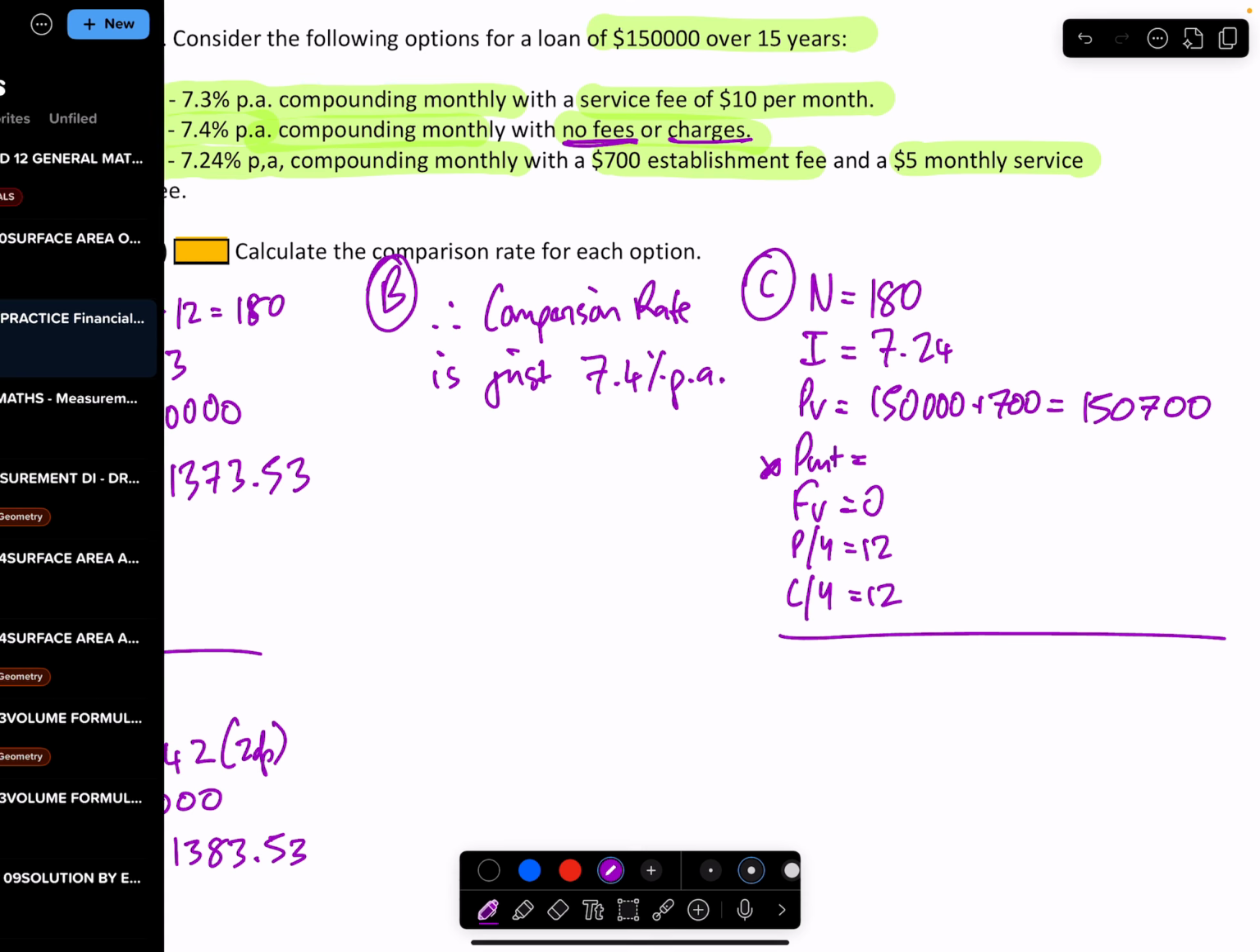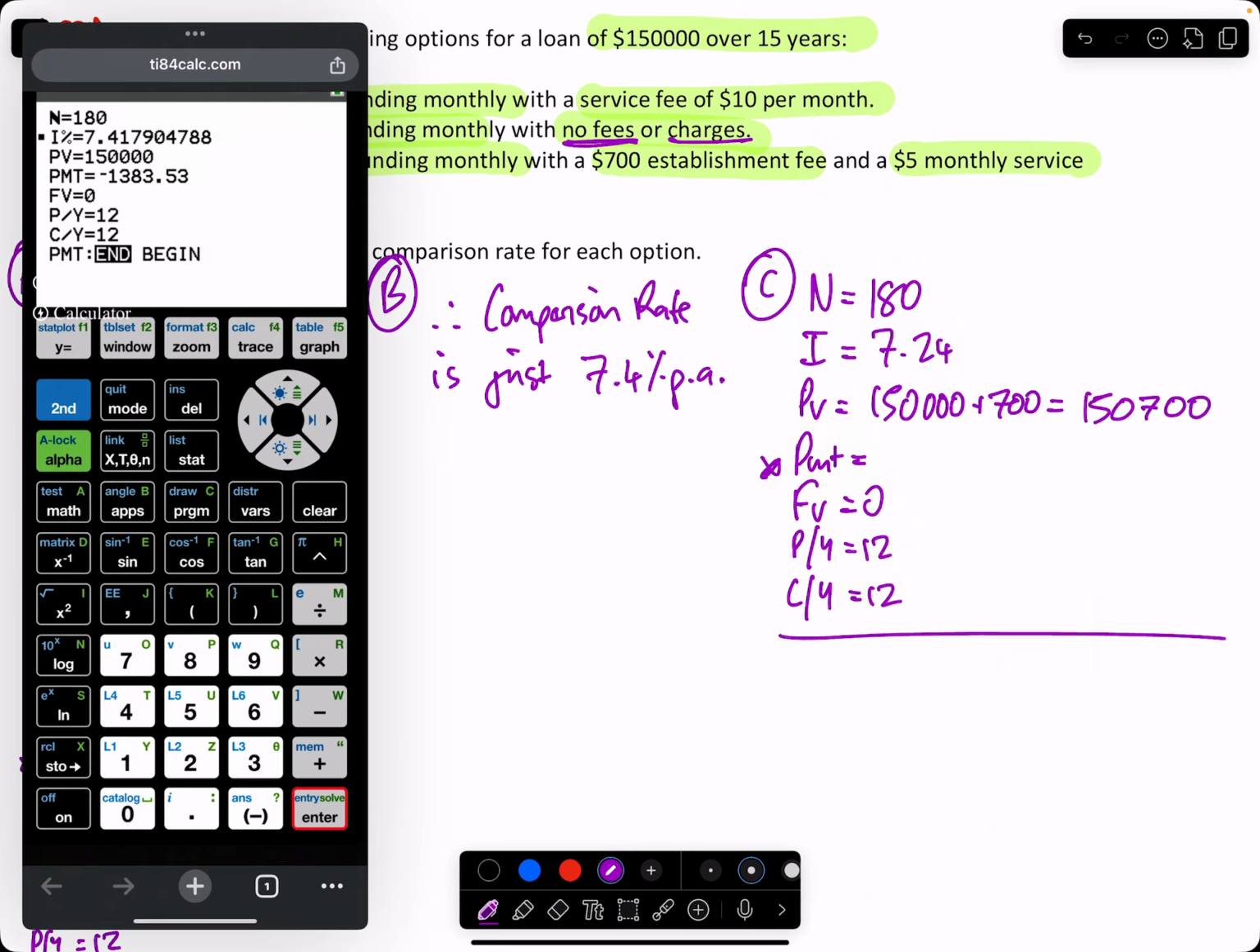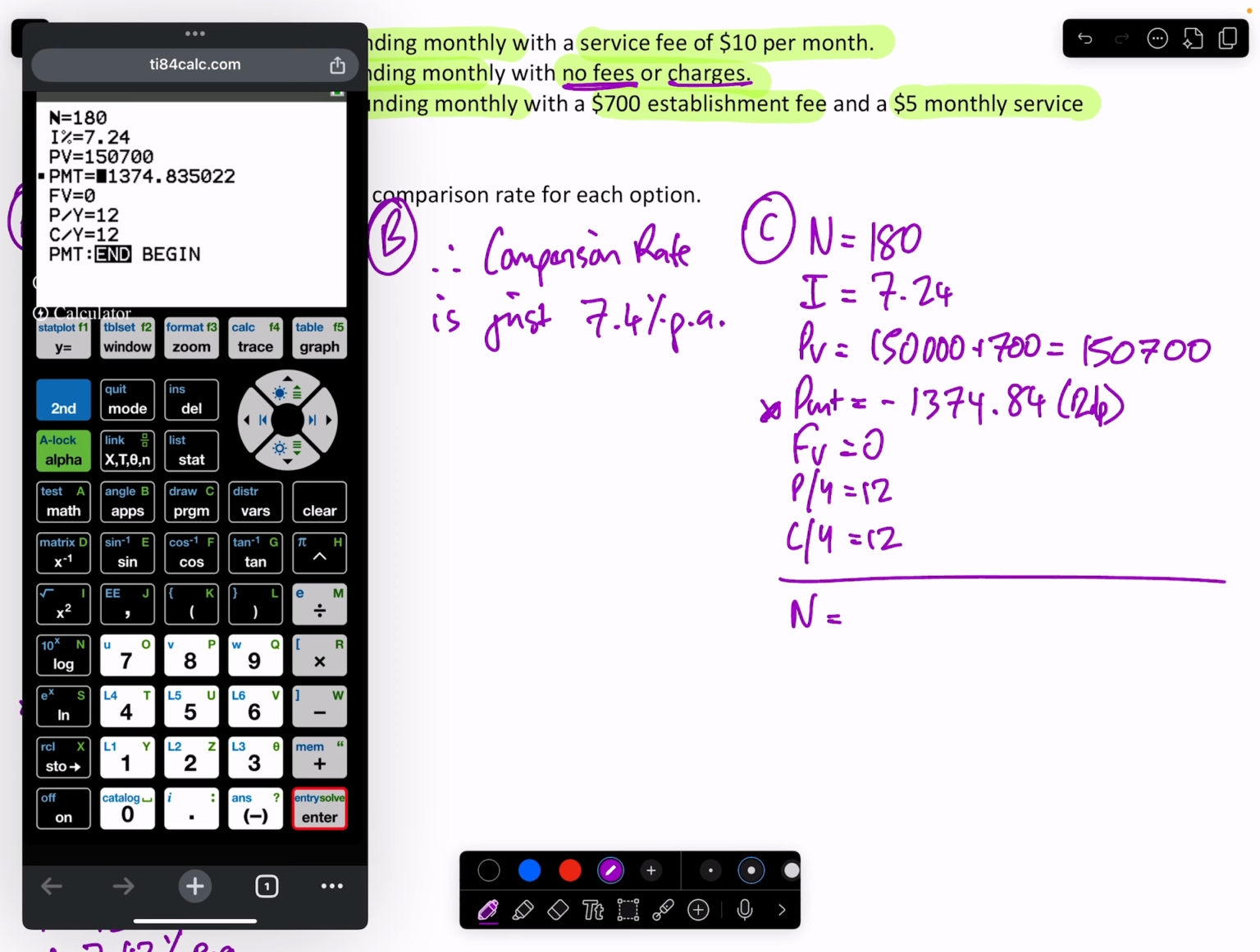Where did I put the calculator? Here. 187.24, 150,700, alpha, enter. So including the establishment fee, the payments are going to be 1374.84 to 2 decimal points. $1,374.84. So now we revert back 180.